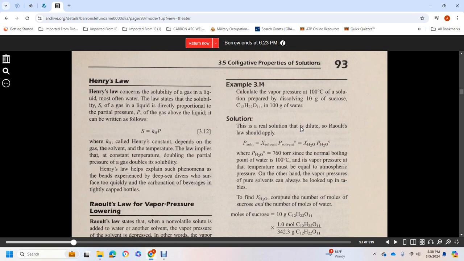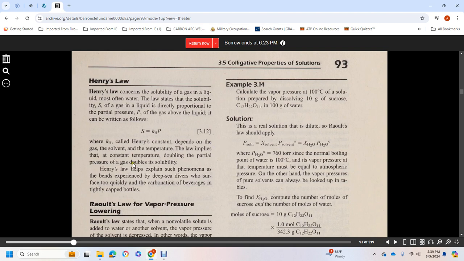Alright, Henry's law. Henry's law concerns the solubility of a gas in a liquid, most often water. The solubility of the gas in the liquid is directly proportional to the partial pressure P of the gas above the liquid. It can be written as solubility equals Henry's constant, which depends on the gas and the liquid, times the partial pressure, and on temperature. The law implies that at constant temperature, doubling the partial pressure of the gas doubles the solubility.